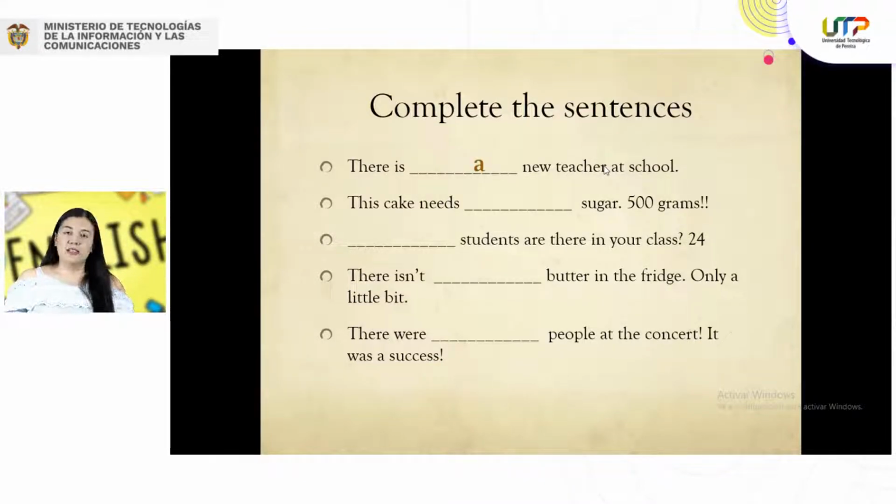So let's take a look at the second one. I already saw that Sergio Zapata answered this one. Very good, Sergio. This cake needs a lot of sugar. Let's see. Of course. Very nice, Sergio. Congratulations. So this cake needs a lot of sugar. 500 grams. Wow, that's a lot. So a lot of sugar. Very good. The next one.